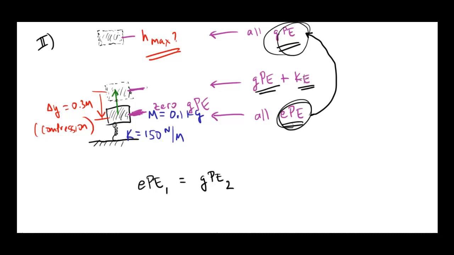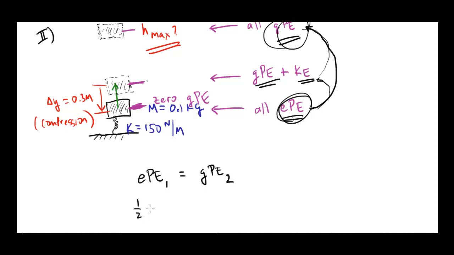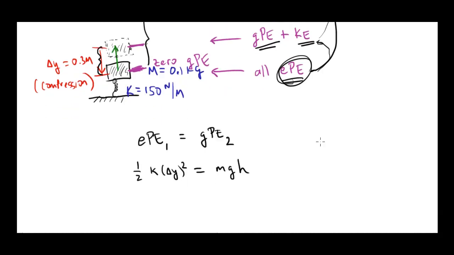And I'm sort of ignoring this middle section, right? Because presumably in the transfer here, there's no energy lost, so it all comes up to here. In other words, now I can say 1/2 k delta y squared, that's the elastic potential energy, equals gravitational energy, which is mgh. So I'm calling delta y this distance right here, and h is this distance right here. Okay, so this is just our equation for elastic potential energy, and this is our equation for gravitational potential energy.